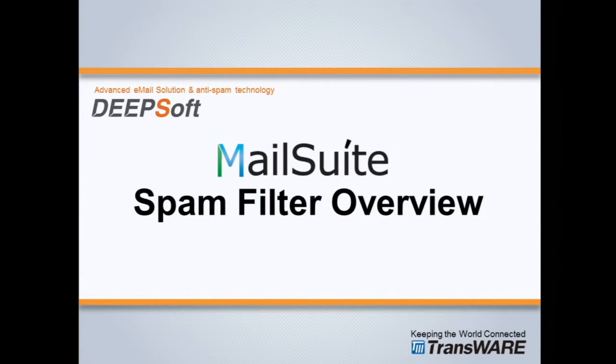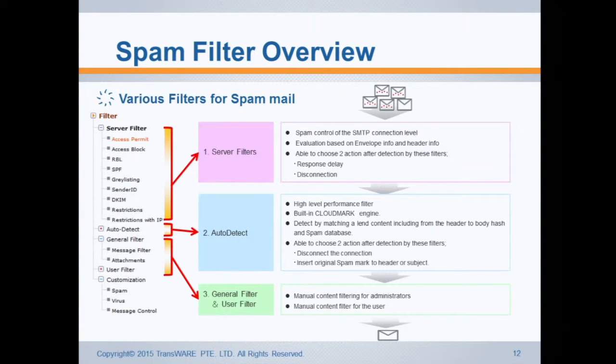MailSuite has an anti-spam function by default as a security measure. MailSuite's anti-spam is roughly divided into 4 functions: server filter, auto-detect, general and user filter. The server filter judges spam at an SMTP connection level. This filter judges whether a mail is spam or not based on envelope information and header information. So the server filter contains filters such as RBL, SPF, gray listing, and sender ID.